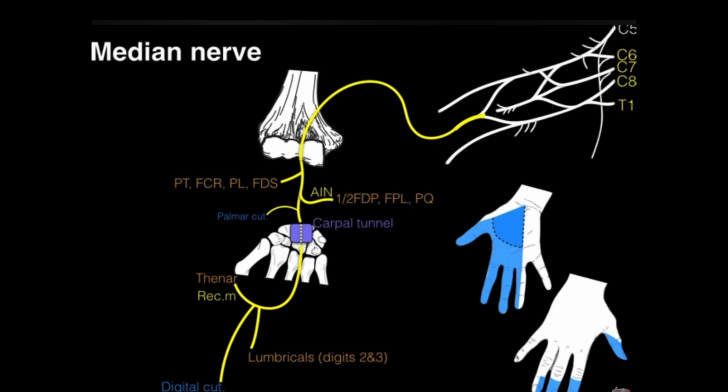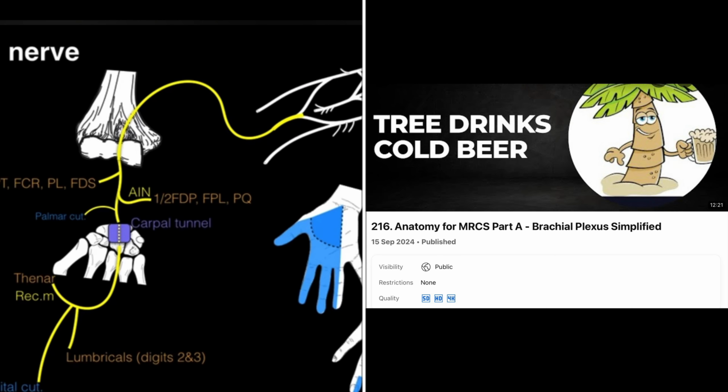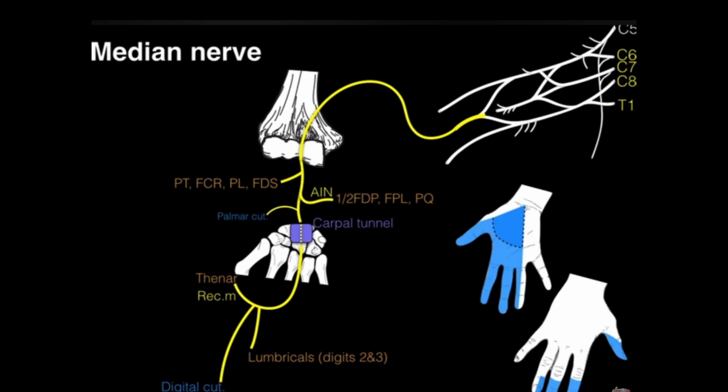Median nerve, as I said, is an important branch of the brachial plexus. I've talked about brachial plexus in detail in a different video. Please feel free to check that out. Median nerve is formed by the union of the lateral root of lateral cord and the medial root of medial cord. In the beginning of its course, median nerve lies lateral to the brachial artery and then it crosses the brachial artery to lie medial to it.